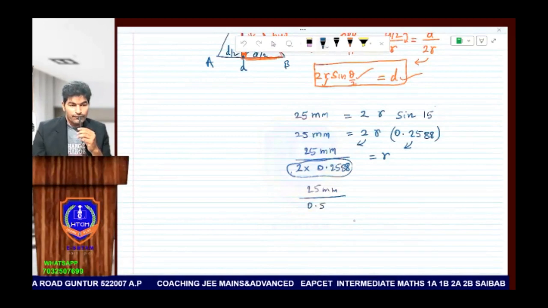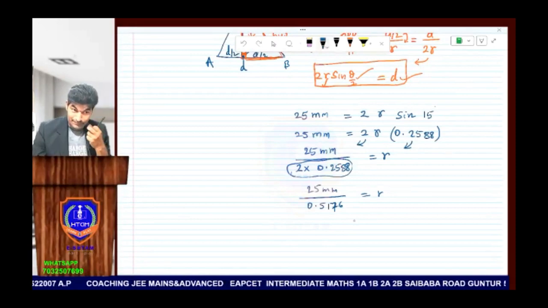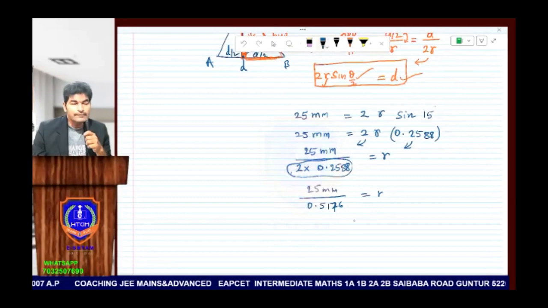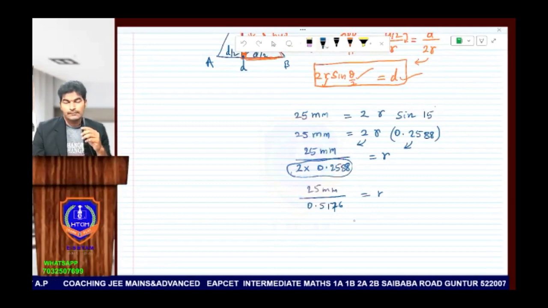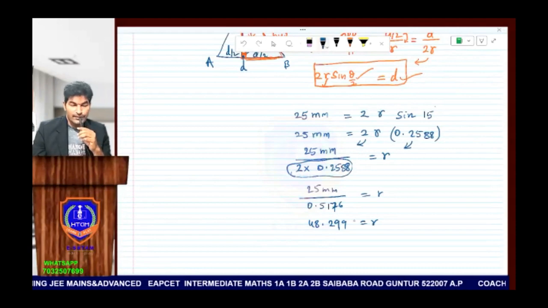Okay, again divide 0.5176. 25 divided by 0.5176, how much? 48.299. Yeah, that's the same thing. 48.299 approximately, which is R. He wants to adjust that value now.